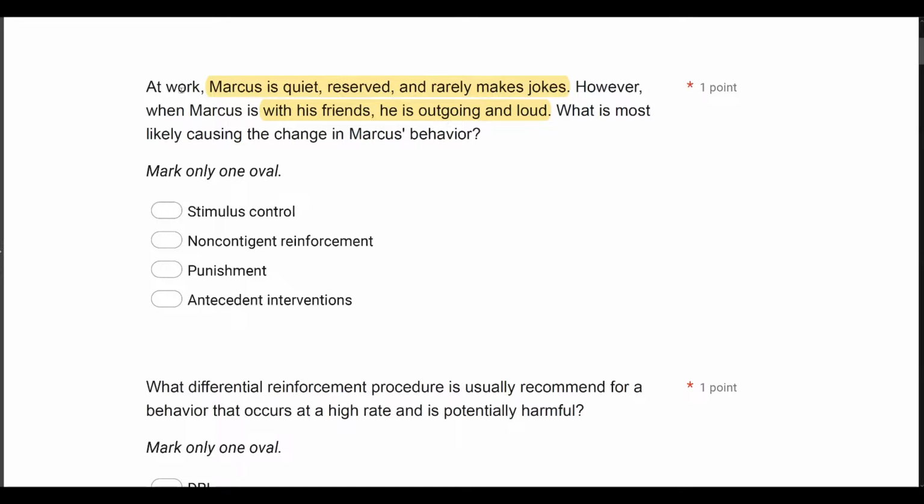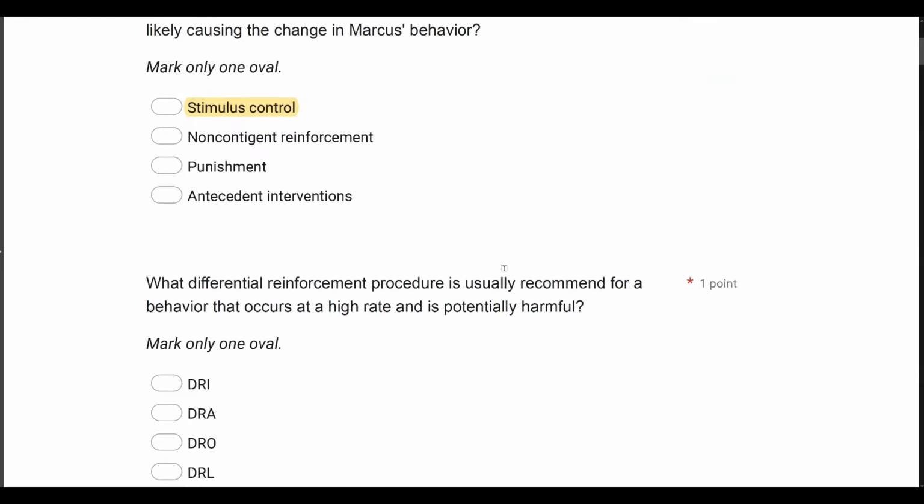We just know Marcus's behavior is under different control at work. He's quiet, reserved, rarely making jokes. But with friends, he's outgoing and loud. So stimulus control is at play, changing his behavior.